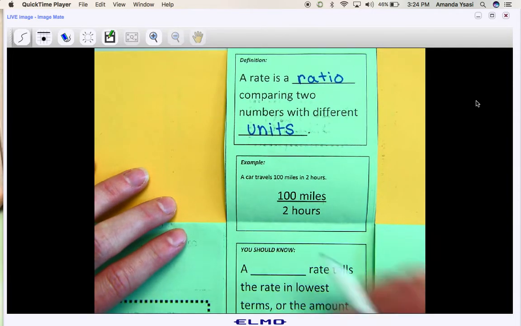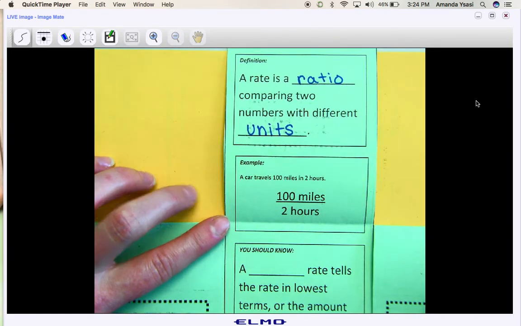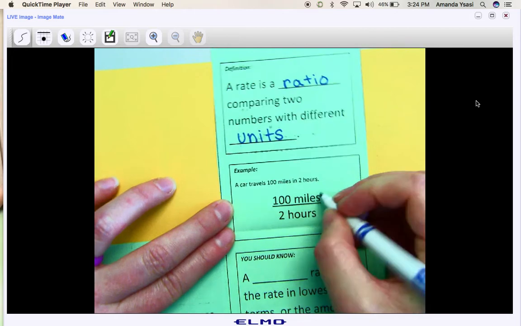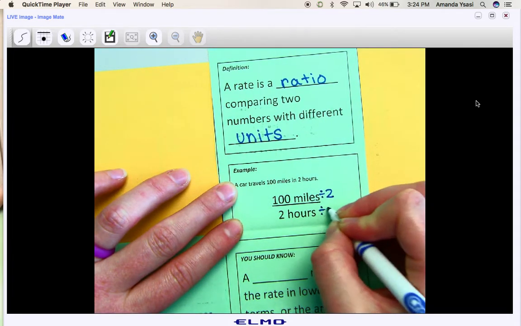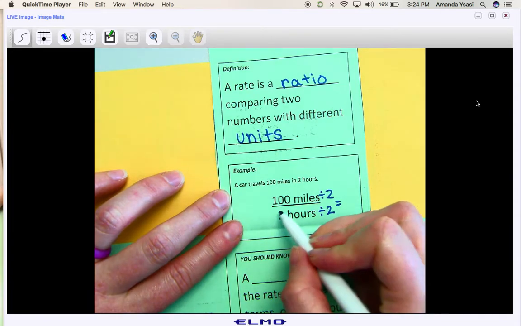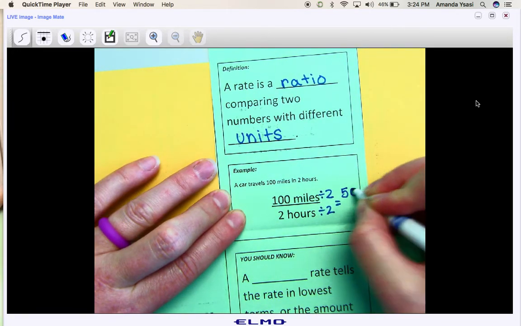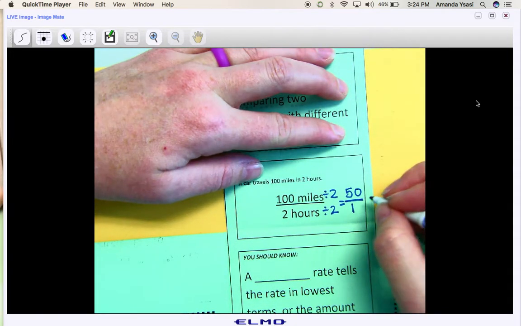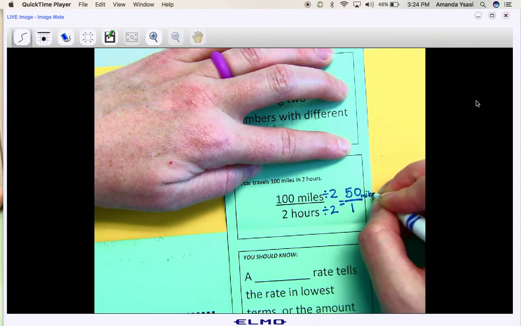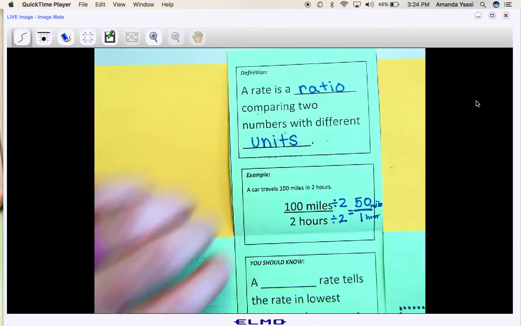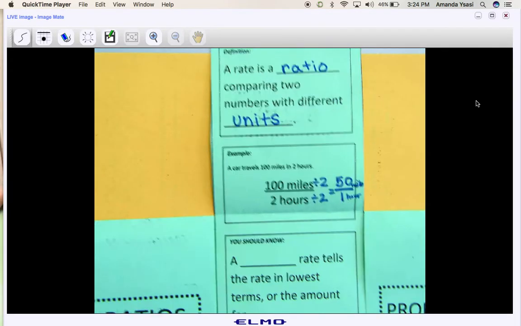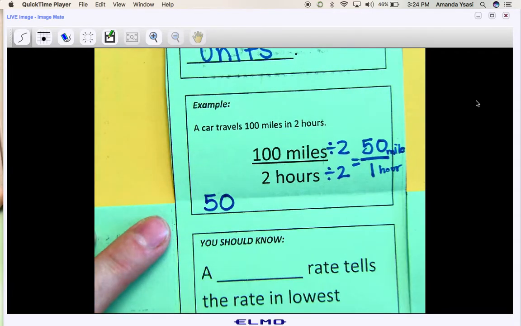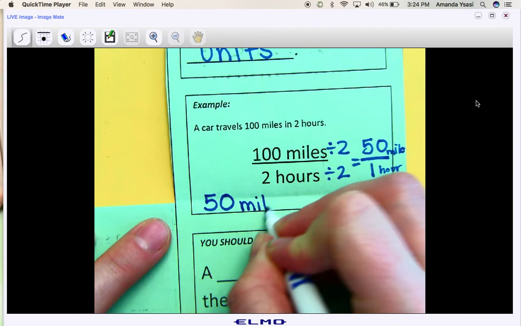So 100 miles to 2 hours. We could actually reduce this, just like you would do 100 over 2. We could reduce by 2. And then that would equal 100 divided by 2 is 50. 2 divided by 2 is 1. And we keep the unit, so miles over 1 hour. A ratio like this, 50 miles to 1 hour, would mean that the car was traveling at 50 miles per hour.